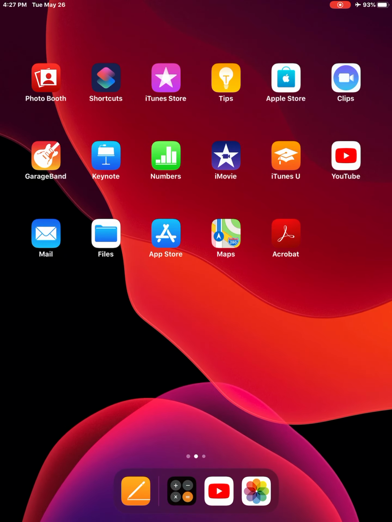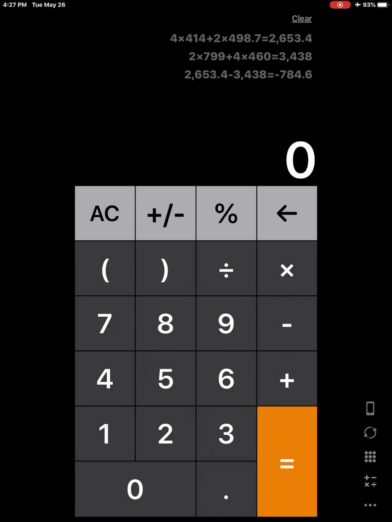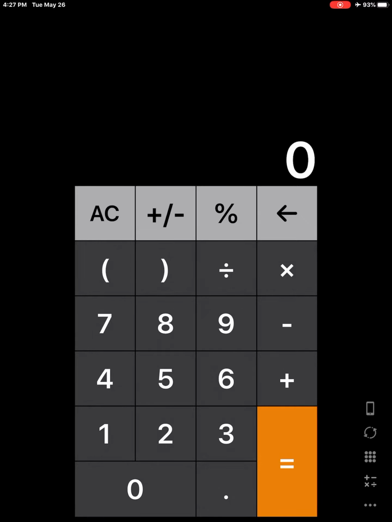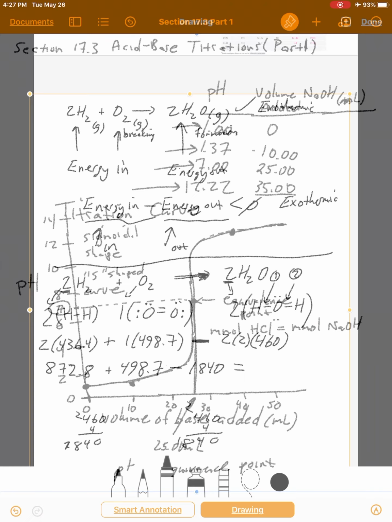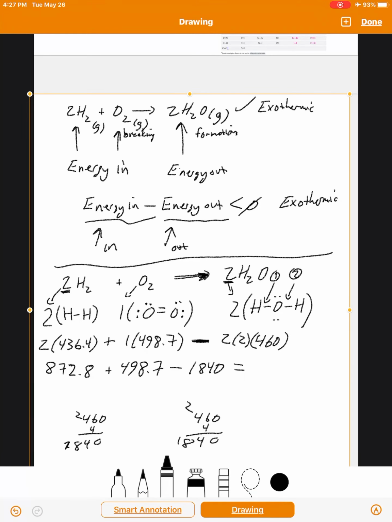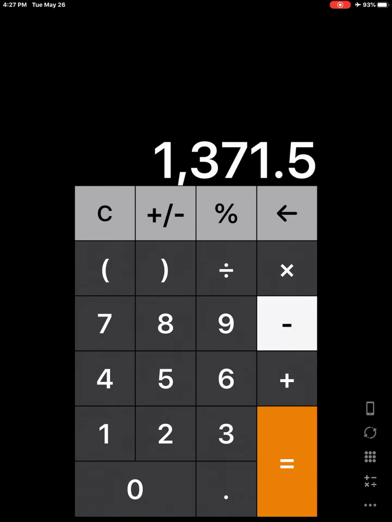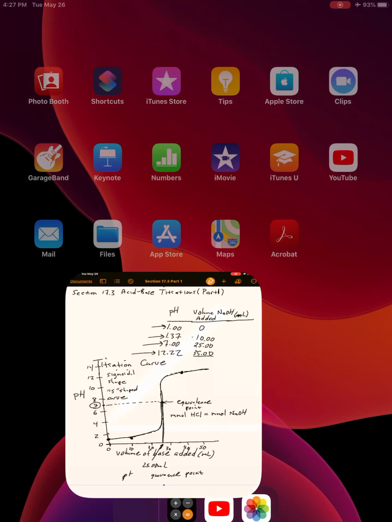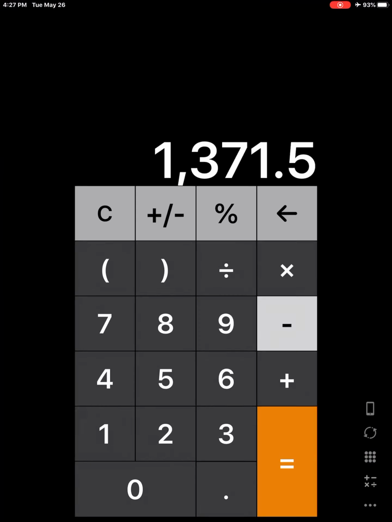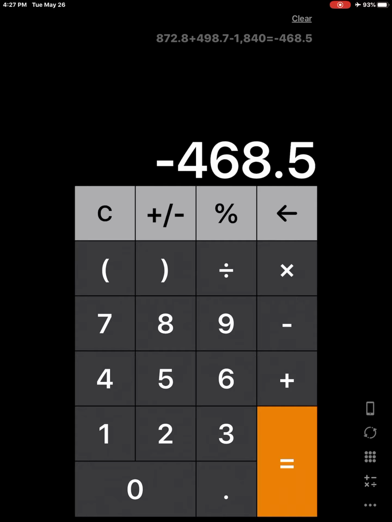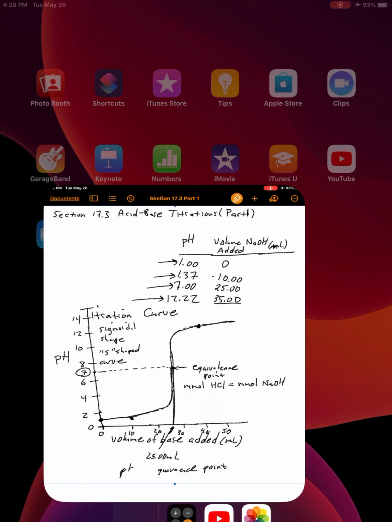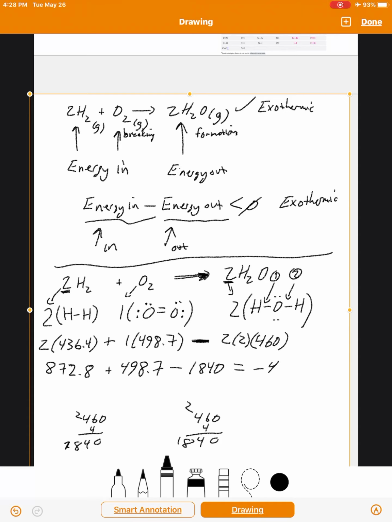So let's calculate that out. I'm going to open up my calculator here. Okay, there's our calculator. So it's 872.8 plus 498.7 minus 1840. And you get minus 468.5 kilojoules per mole. It's negative, right? Exothermic.